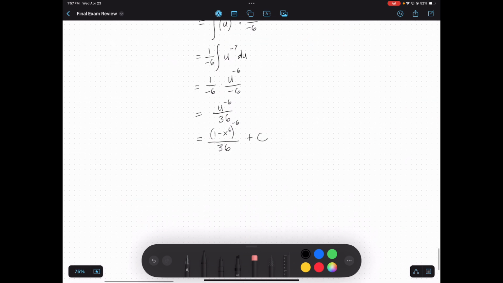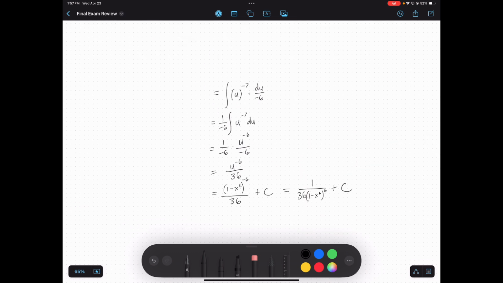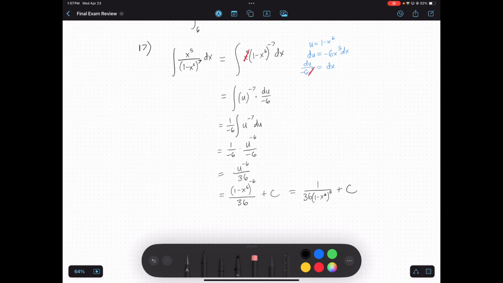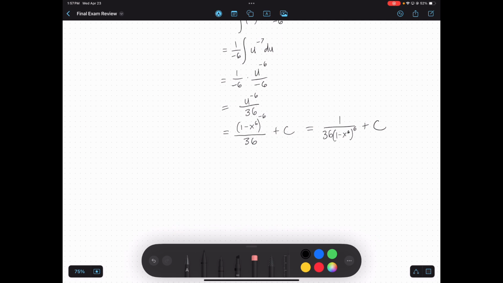And then we always could go ahead and move that back down to the denominator if we wanted to, since it's a negative exponent. But you don't have to do that for your test. Okay. Any questions on this one? Okay, I'll move on then.